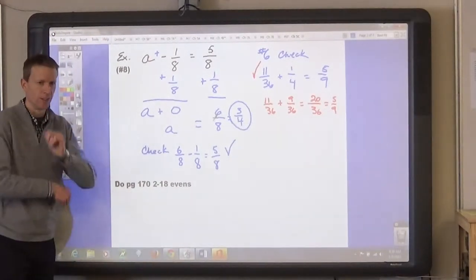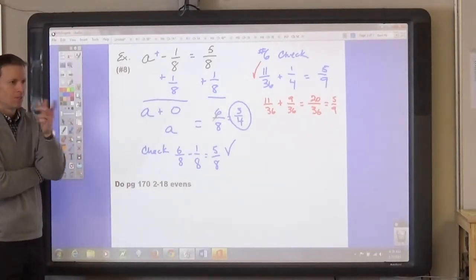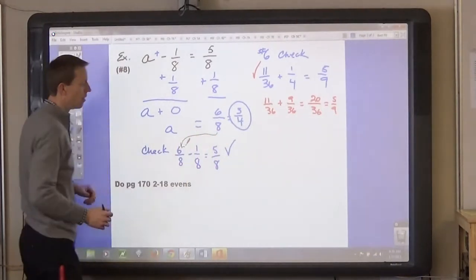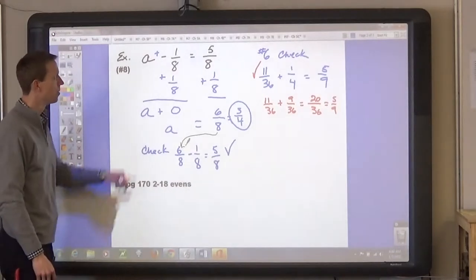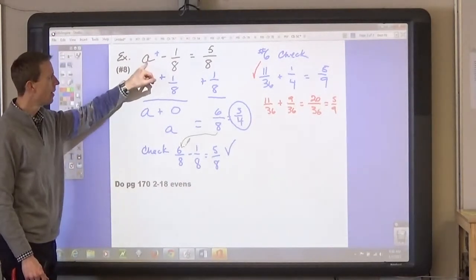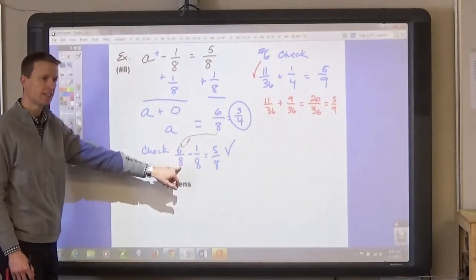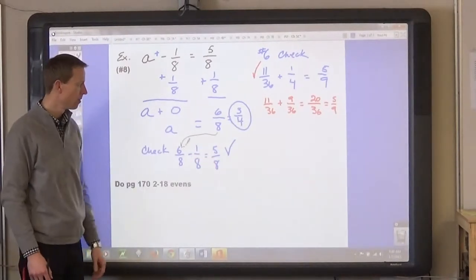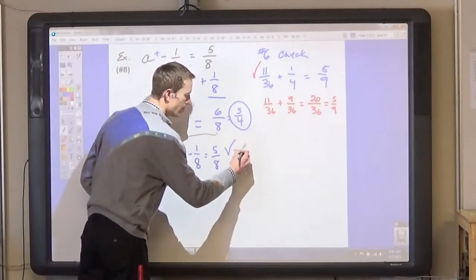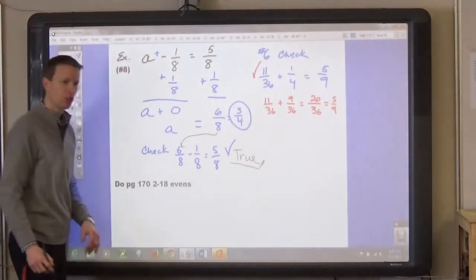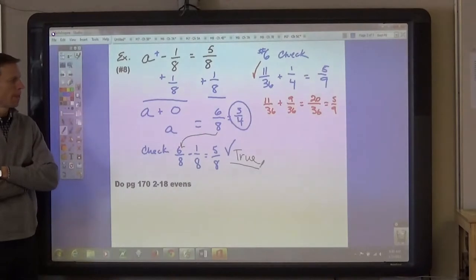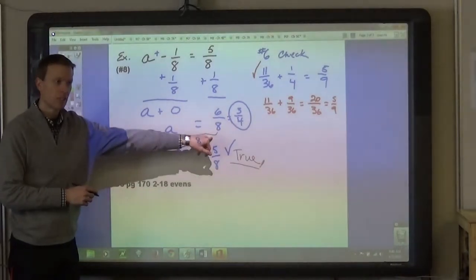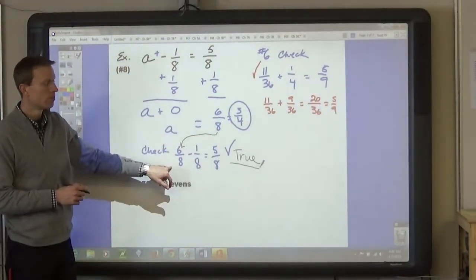How would you check the solution? Chase? Reverse it. Yeah, you just reverse it. You put the solution in place of the A in the original equation. So instead of writing A minus 1/8, you write 6/8 minus 1/8 equals positive 5/8. And if it's true, then it checks. Okay? So to check it, you always put the solution into the equation.